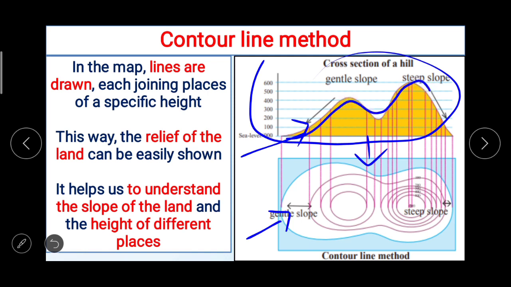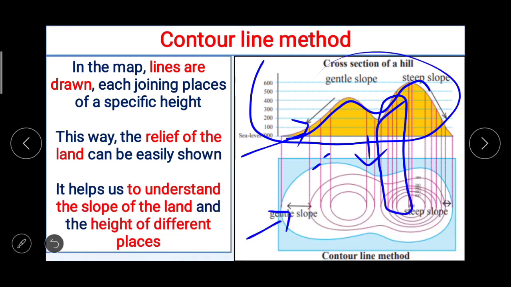Note that when there is less distance between the contour lines, the slope is steep, whereas if the distance is great, the slope is gentle. I am again repeating this. When there is less distance between the contour lines, the slope is steep. ये यहाँ पर इसमें distance बहुत कम है, इसका मतलब the slope is steep, and if the distance is great, ज्यादा है, the slope is gentle, this one.